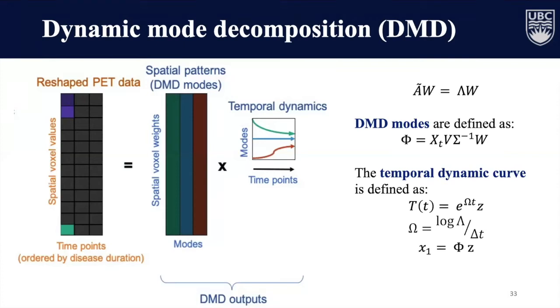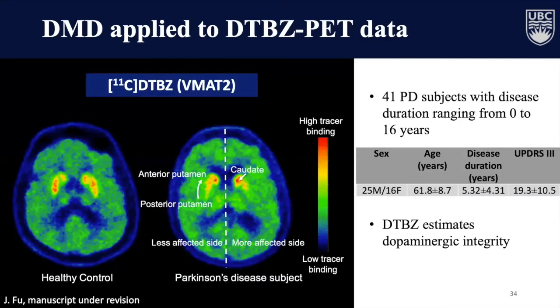So in this case, this green column vector is associated with this temporal progression curve, and then the red one is associated with a different temporal progression curve. Because this is our first introduction of the method to track disease progression in PET, we first applied this DMD method to a tracer with well-known progressive behavior. And the tracer we used is the DTBZ tracer. Again, this is a VMAT2 marker that estimates the dopaminergic system integrity.